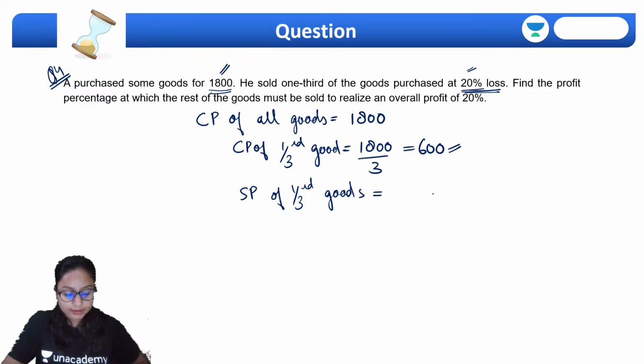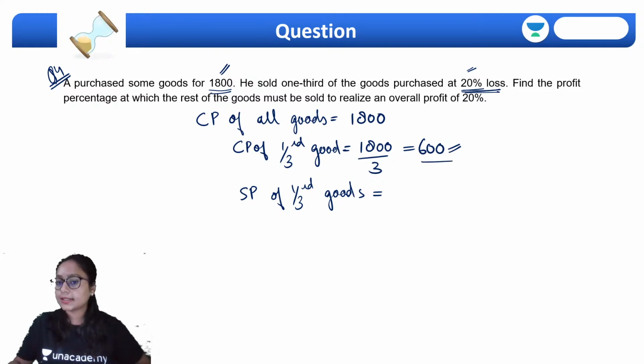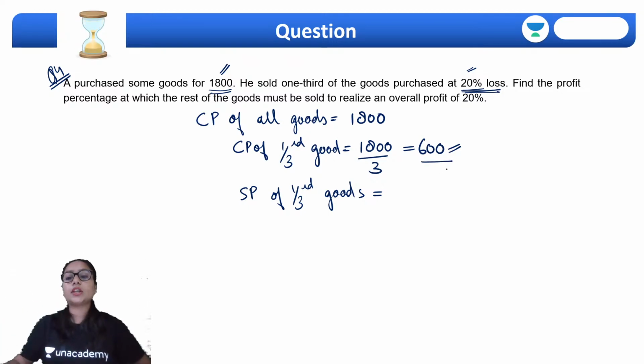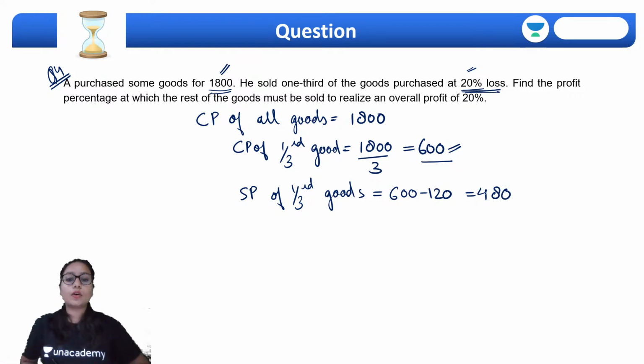Yes, correct. Ria, Ashish, right answers. Everyone, please solve this. So if cost price is 600, 20% loss means 10% will be 60, 20% will be 120. So I need to subtract 120 from this and this will get me 480. This is the selling price of 1/3 of the goods.